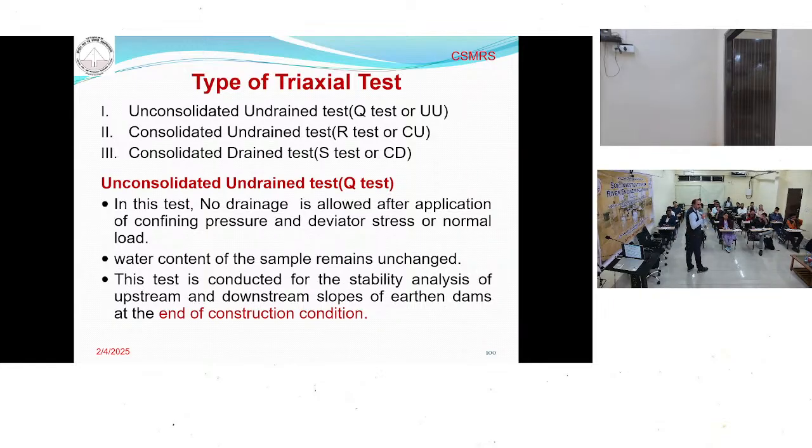So in this test, what is happening? Whatever pore pressure is developed due to the load is inside there. Moisture content has not changed, and the pore pressure has not been dissipated. Under those conditions, you are testing. So whatever parameters c and phi you get here, they are used for the stability just after the construction, for the upstream and downstream slopes.